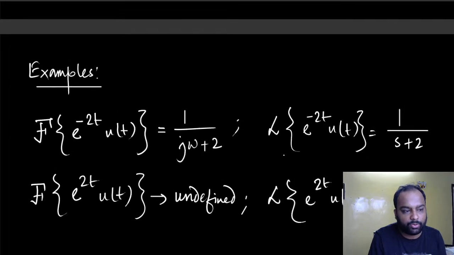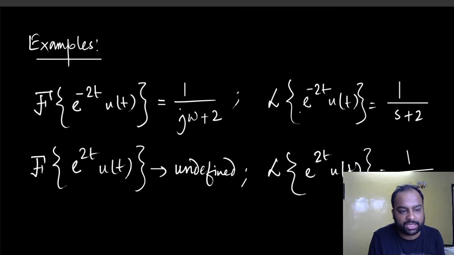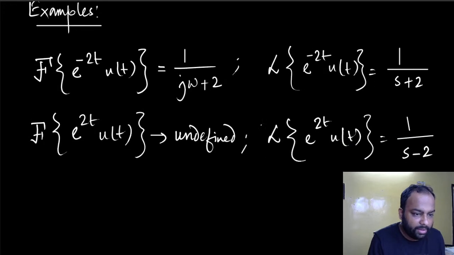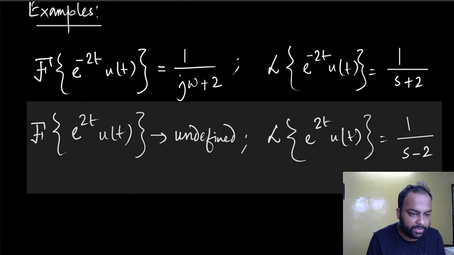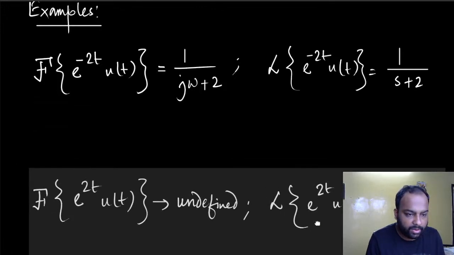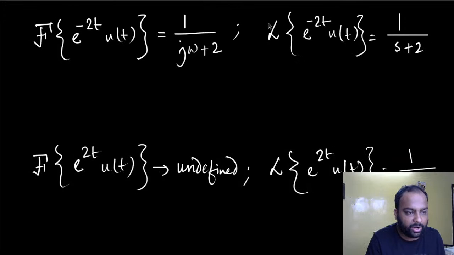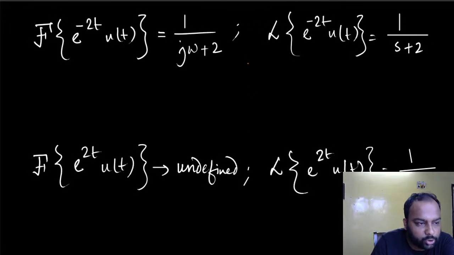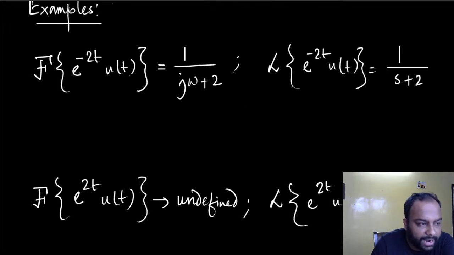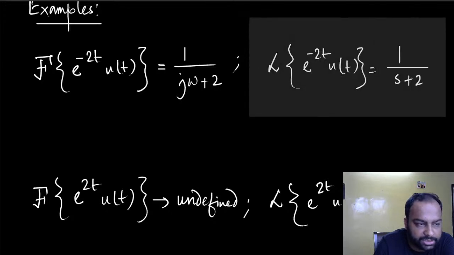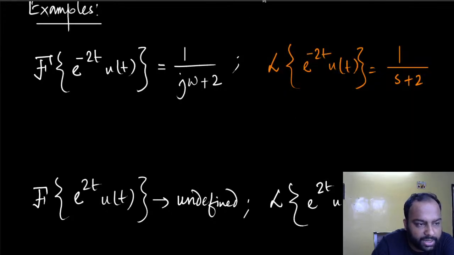Right? Because we just have learned that the Laplace transform of e to the power minus at ut is 1 by s plus a. But of course, there are certain conditions that we are not writing here. So, this is true, but under a condition, right? This is true under a condition. What is the condition?